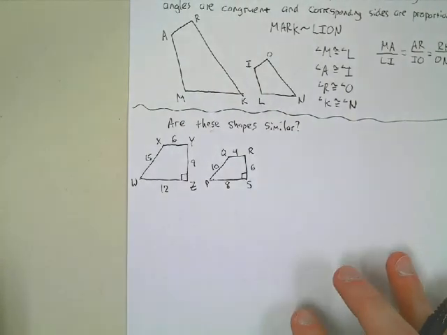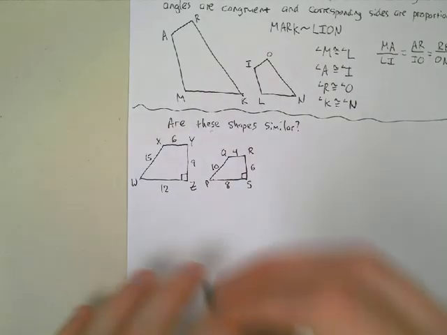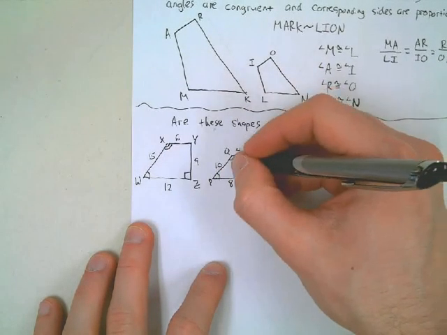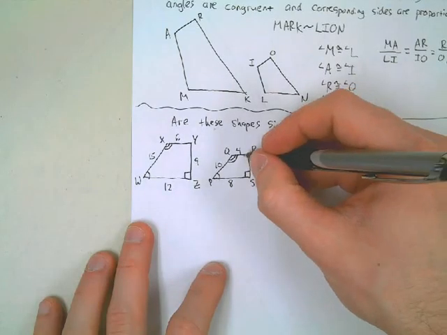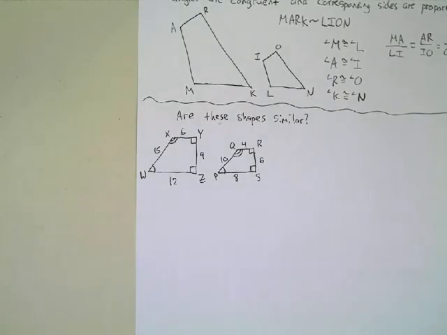Question is, are these shapes similar? Oops, and I forgot to put in some angle markings in there. There you go. So again, the question is, are these shapes similar? Okay. So there are two things you've got to look out for here. If you go back up to the top of the paper, we just wrote there are two things you want to keep your eye out for.